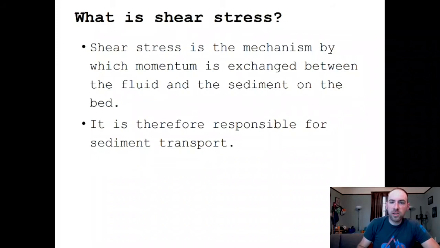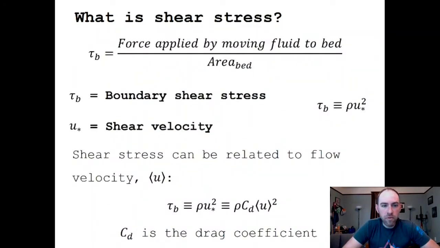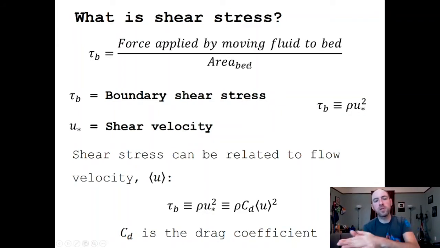and shear stress is often denoted in rivers in particular, but also in other systems as the Greek letter tau here. So this is tau B, the bed shear stress or the boundary shear stress. You'll often see it denoted this way in sedimentology literature. And it is a force per unit area, right? A stress is a force per unit area. And so in this case, it's the force that's applied by the moving fluid, water or air, divided by the area of the bed over which that force is applied, right?